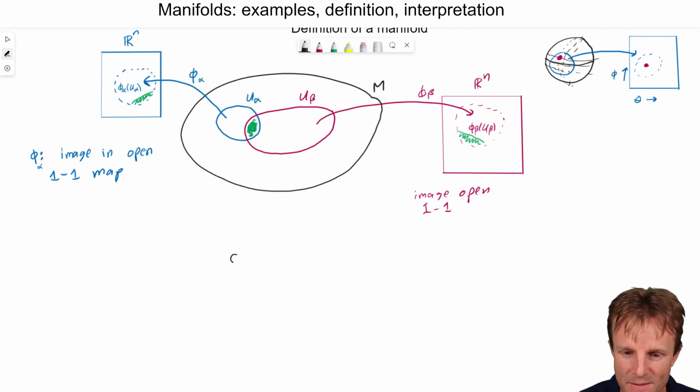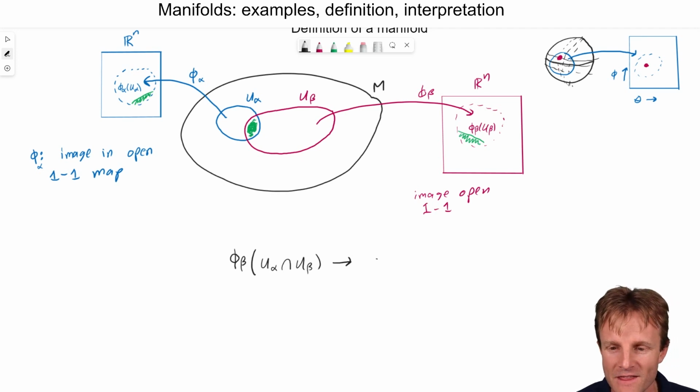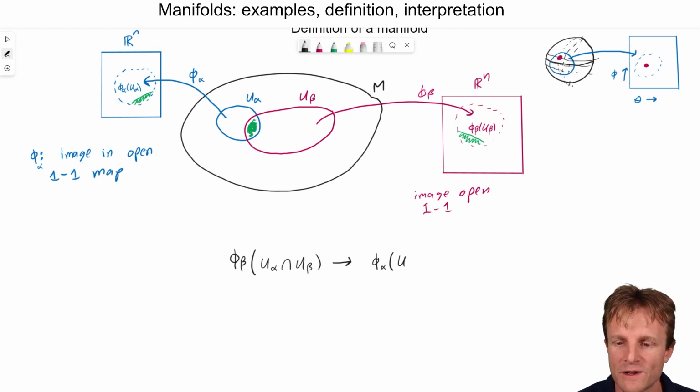Well, that is the image under phi beta, the red map, of the portion of the manifold where the blue and red overlap, which is the intersection of U alpha and U beta. So that's where the map is going to start. And the map ultimately is going to end up in the green region of the blue Rn. And that is the image under phi alpha of that same green overlap region on the manifold, which is U alpha intersection U beta. And what is this map?